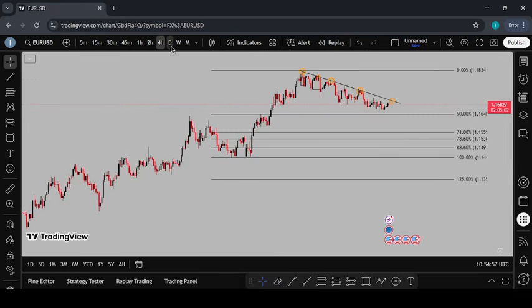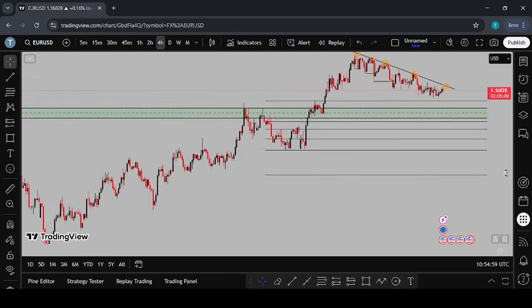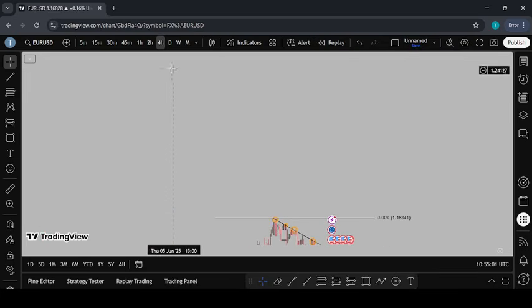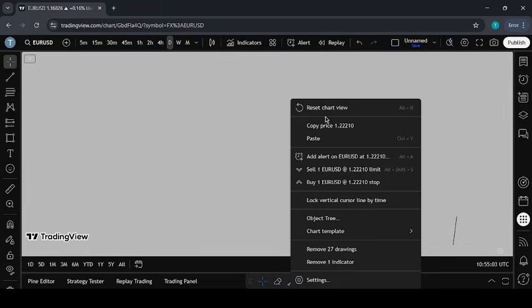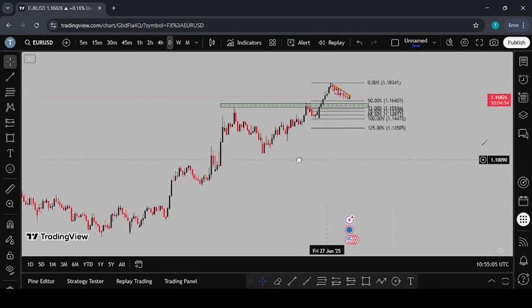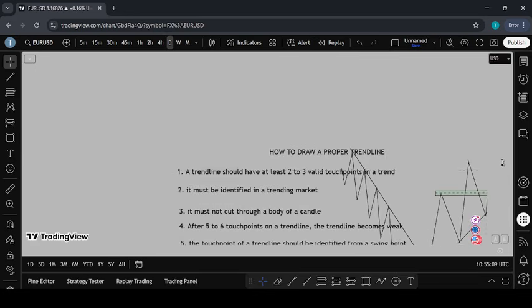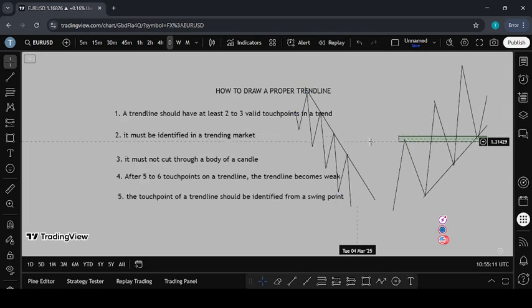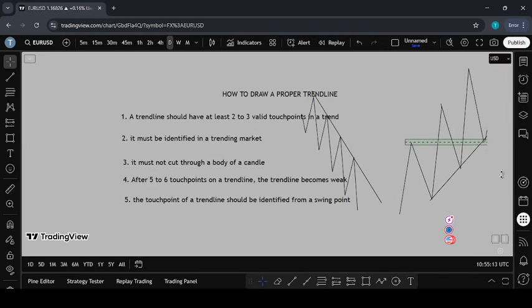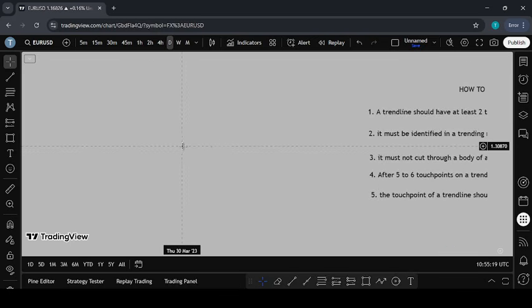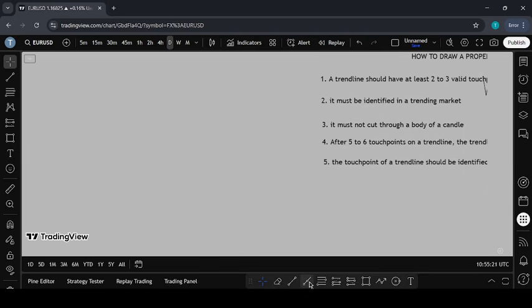I don't want it to be too long, so guys, take down the notes and go back test. Go through your chart and back test on how to draw proper trend lines and how not to draw a trend line. Do not draw your trend lines like this. Avoid obstructing the body of the candle when drawing trend lines.